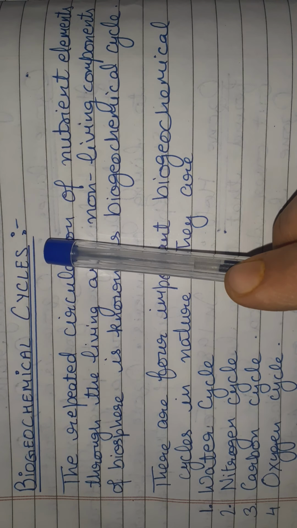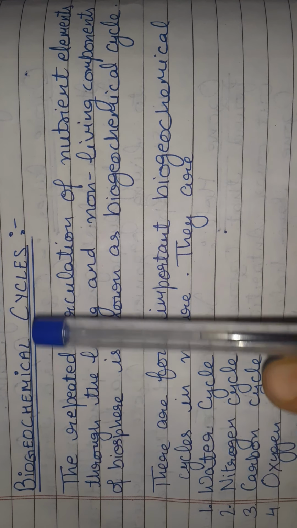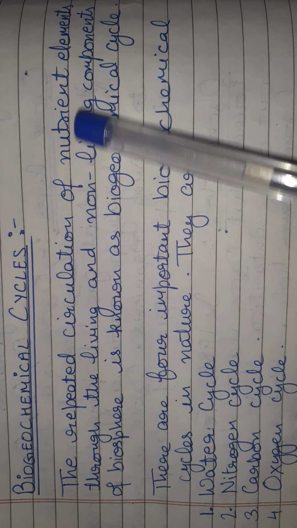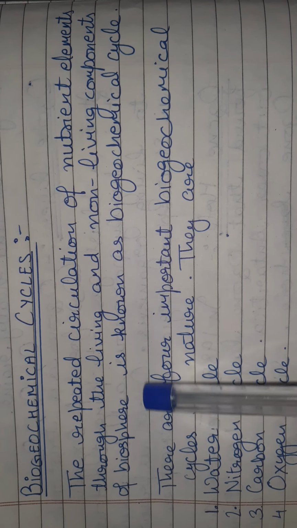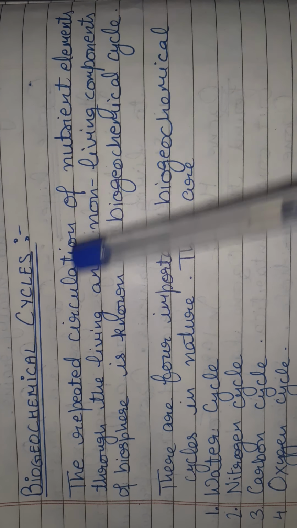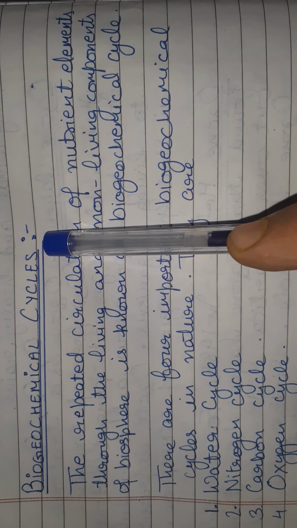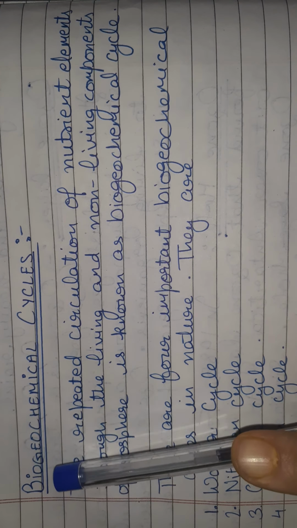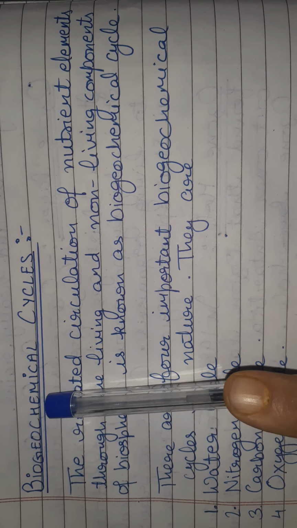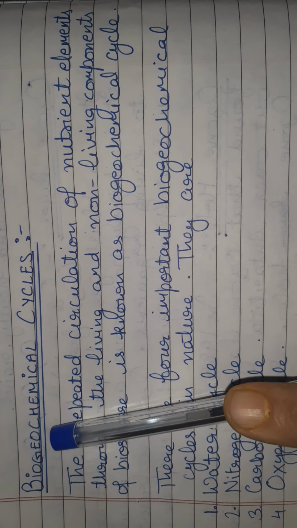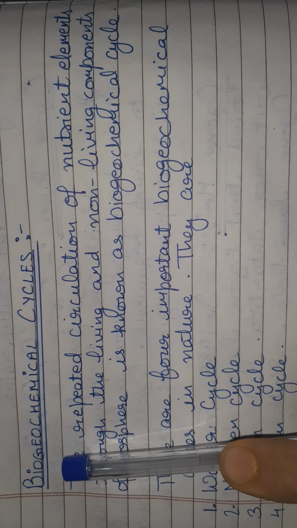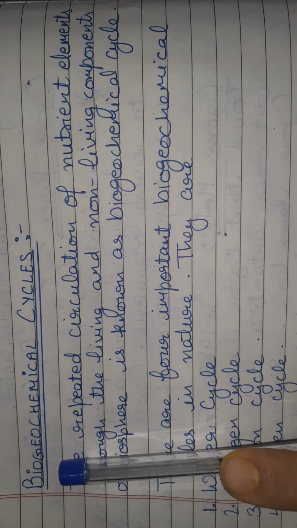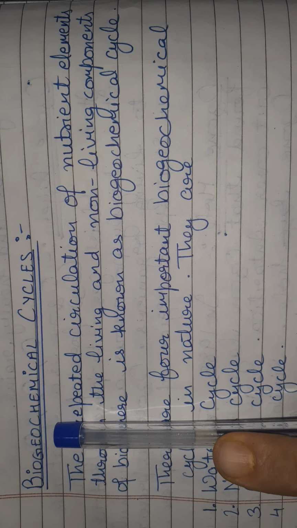Biogeochemical cycles. First of all, I would like to introduce this definition to you. The repeated circulation of nutrient elements through the living and non-living components of biosphere is known as biogeochemical cycles. This is a self-explaining word. Bio means living, geo means non-living component, and chemical means reaction between these two living and non-living components. Now, this bio is the living component, so it is considered as biotic, and geo is non-living component, and so it is considered as abiotic components.